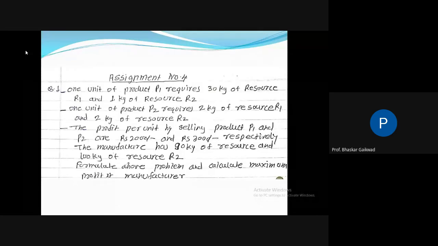Now the manufacturer has 90 kg of resource R1 and 100 kg of resource R2. So formulate the above problem and calculate the maximum profit for manufacturing. This is based upon your maximization conditions. You can formulate and solve this problem either by analytical methods or graphical methods.